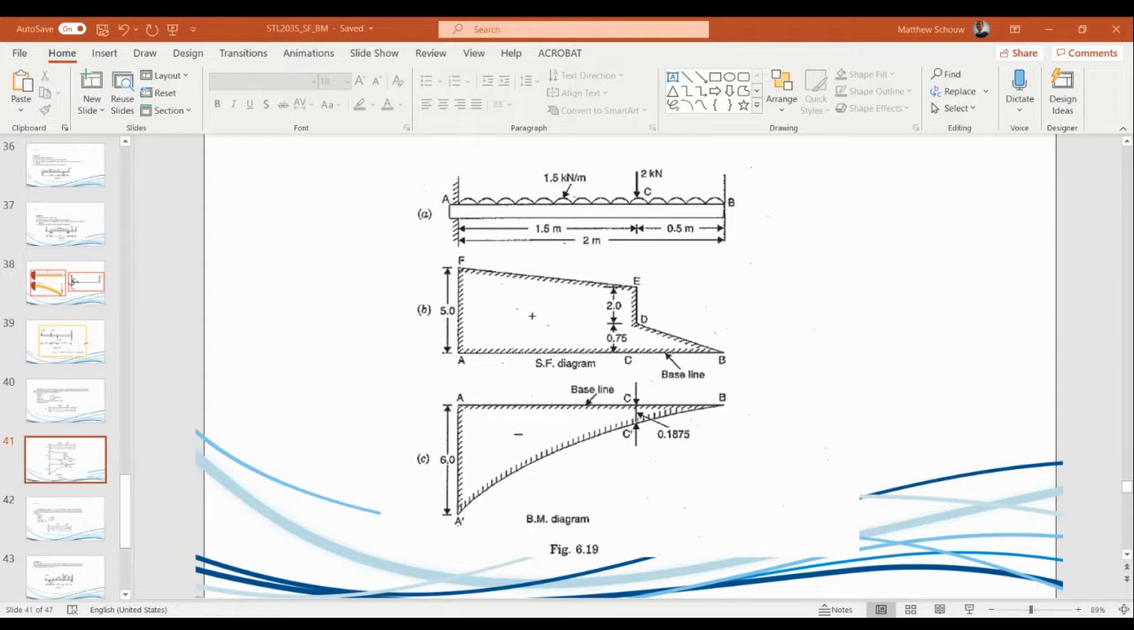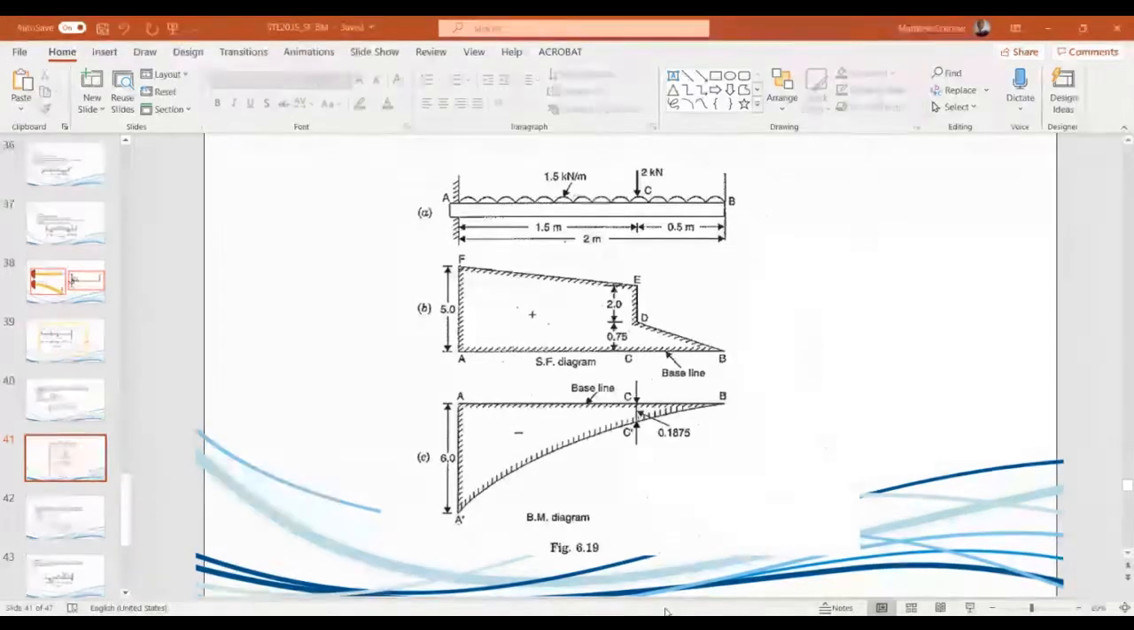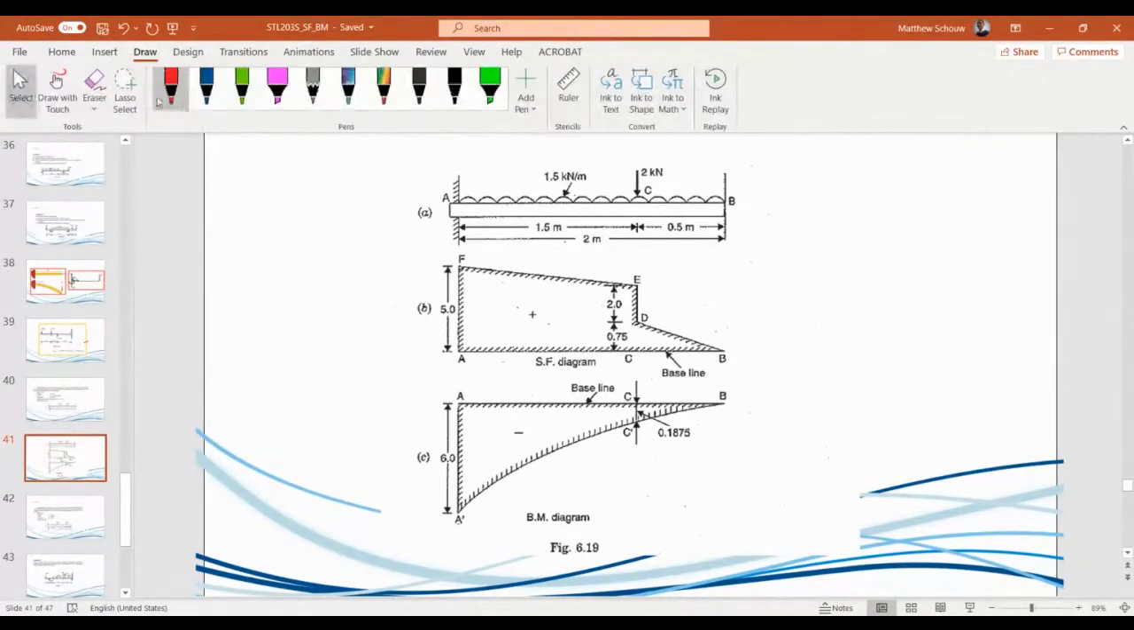When the shear force is zero, what is the bending moment? You guys remember? Maximum. Exactly. So if the shear force is zero, you're going to have the maximum bending moment, right? So basically this curve should go this way.